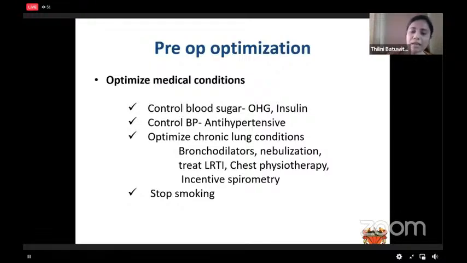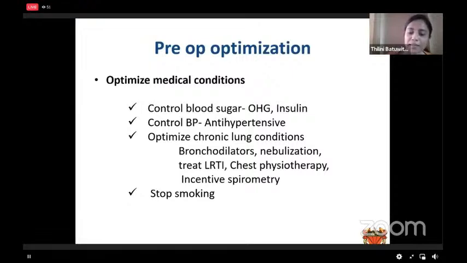Likewise, specifically for chronic lung conditions or lung problems, this is important when it comes to anesthesia because they can get a lot of airway related problems. You may have to start bronchodilators if they have bronchospasm. You may have to start nebulization, or if there is a lower respiratory tract infection, usually we have to postpone the elective surgery. So then we have to optimize. Also chest physiotherapy and incentive spirometry. If it's a major surgery, irrespective of the conditions, we will start those things to improve lung compliance.